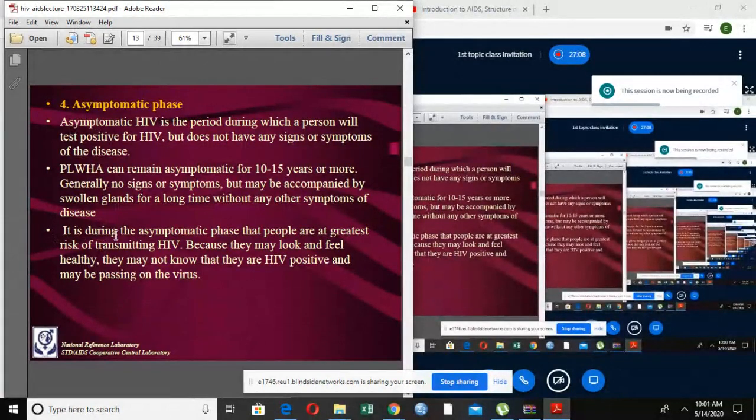It's during this asymptomatic phase that they are at great risk of transmitting, because HIV is multiplying and multiplying at this time. They look and feel healthy. They may not know that they are HIV positive and may be passing on the virus to other people.